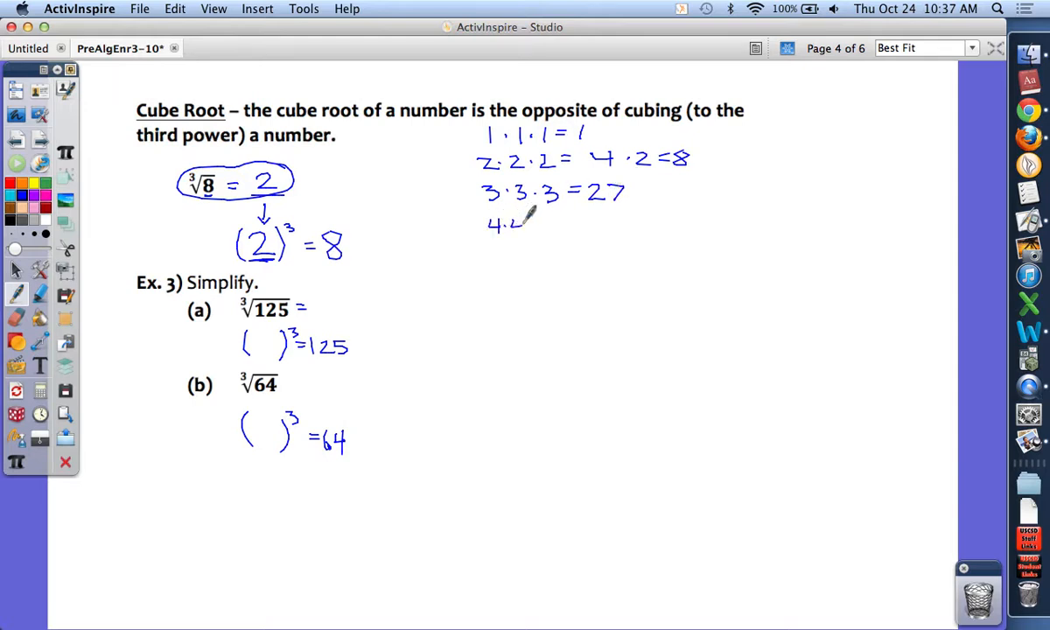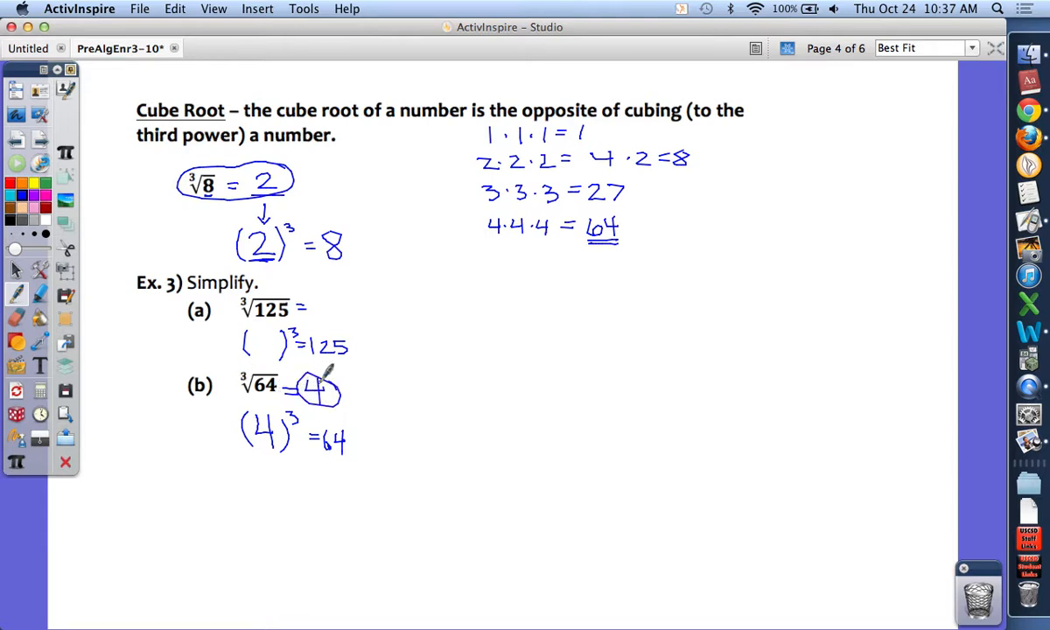What's 4 times 4 times 4? 4 times 4 is 16. 16 times 4 is 64. We have that 64 right down here. So the cube root of 64 is going to be whatever I cubed to get 64. 4 times itself 3 times gives me 64. So the cube root of 64 is 4.